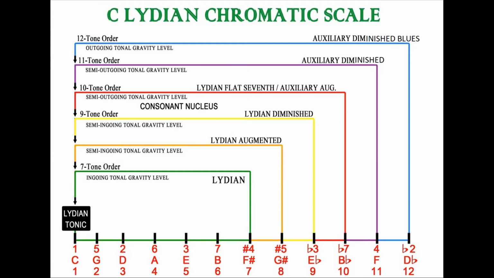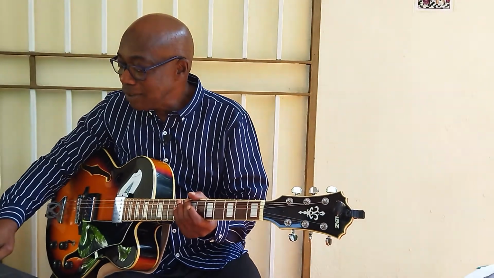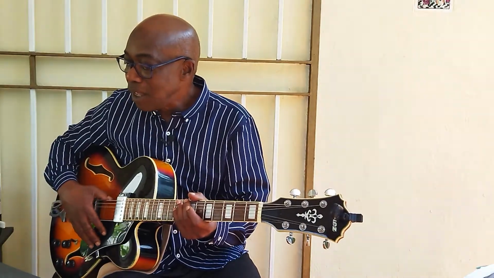Now talking about incoming and outgoing, we can see that Lydian Flat Seventh is a semi-outgoing scale, semi-outgoing tonal gravity. Right? And when you play the scale, you can actually feel it, that's wow. So having said that, let's move on.